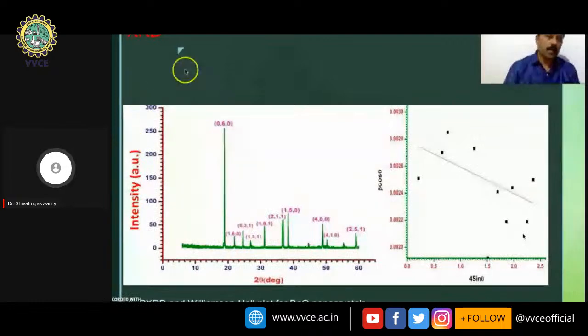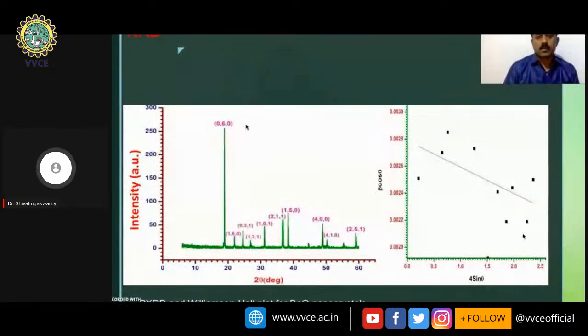So by XRD, we identify whether it is amorphous or crystalline, and by using various methods like the Debye method, you can also find out the shape of the crystal. Suppose it is a crystal, then you get peaks, and by identifying the Miller indices, HKL values, and comparing with JCPDS data, you can find out the shape of the nanocrystals that is formed. And not only that, by using the Debye method, you can find out the size of the nanocrystals.